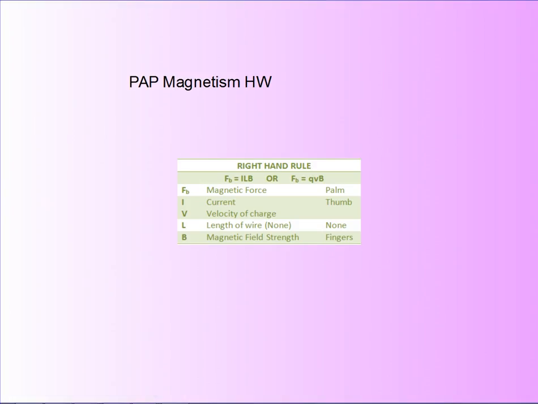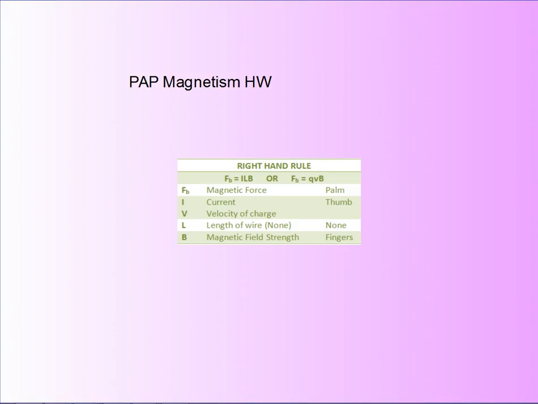Now let's go through some magnetism problems. Remember, there are only two formulas we're using. The force on a current carrying wire is ILB, where I is the current, L is the length of the wire, and B is the magnetic field strength. Or F is QVB, where you have a charge moving in a magnetic field, and Q is the charge, V is the speed of that charge, and B is the magnetic field.